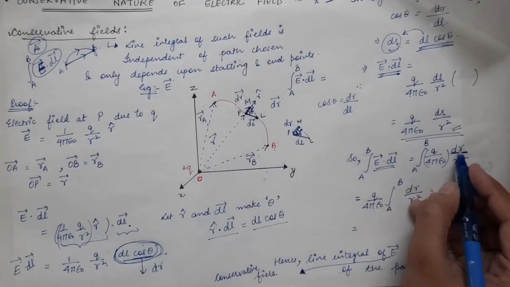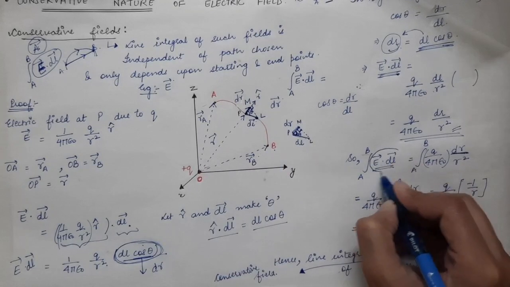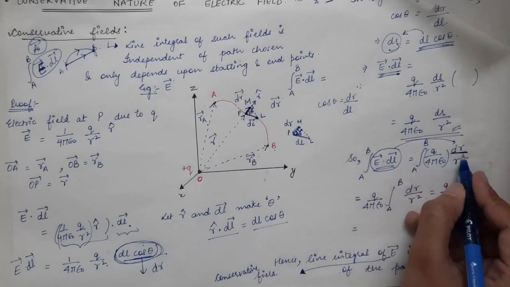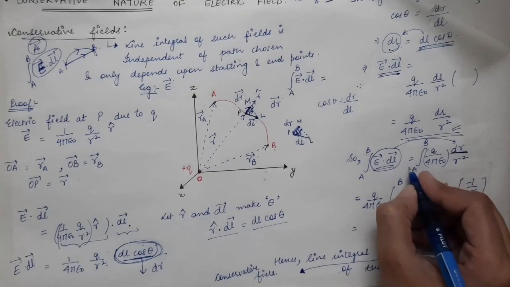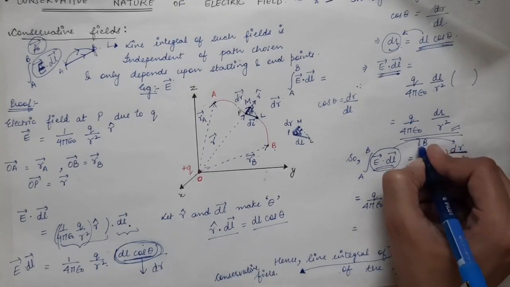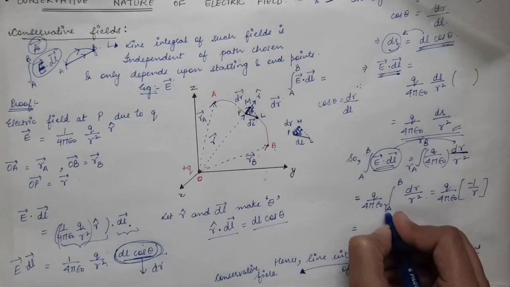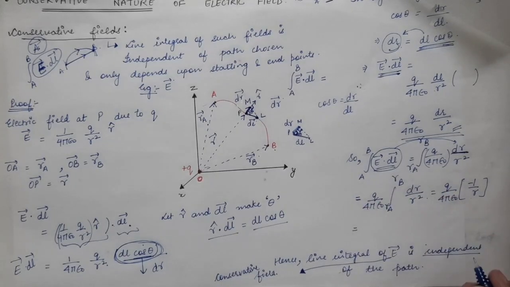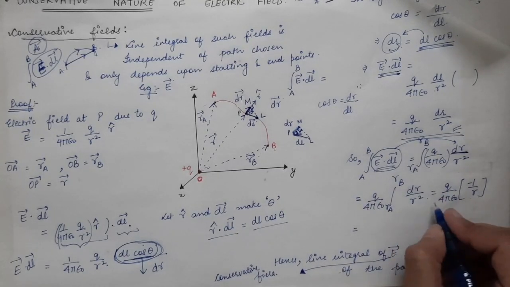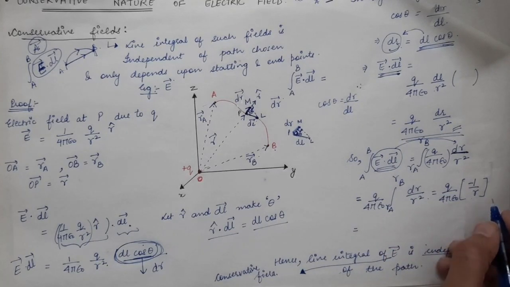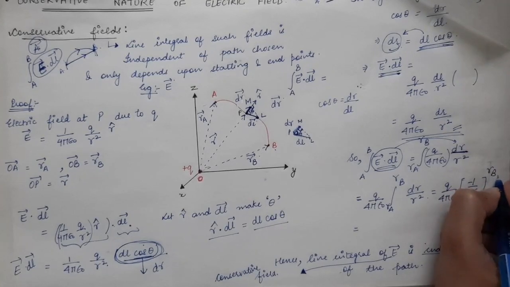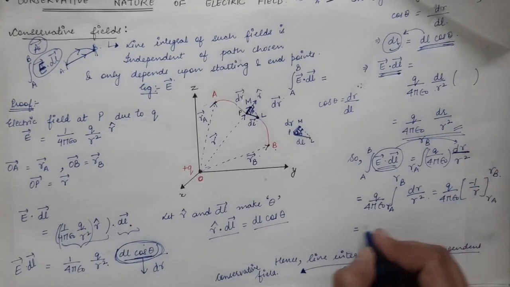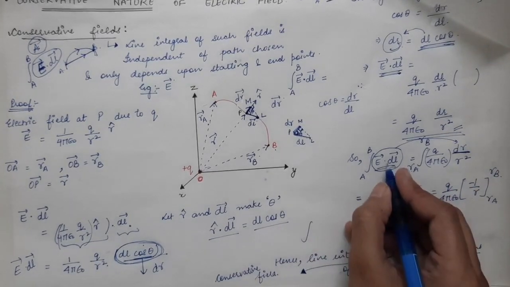When you have changed E dot dl in terms of dr, then you have to change the limits also. So the lower limit will be ra and the upper limit will be rb. So here you will have ra and here you will have rb. On solving this integration, you will get minus 1 divided by r, with limits from ra to rb.